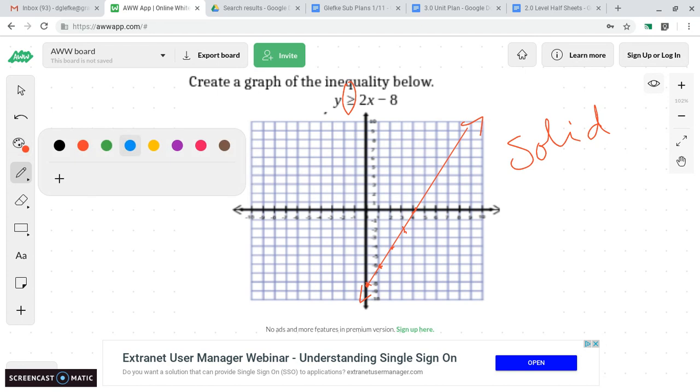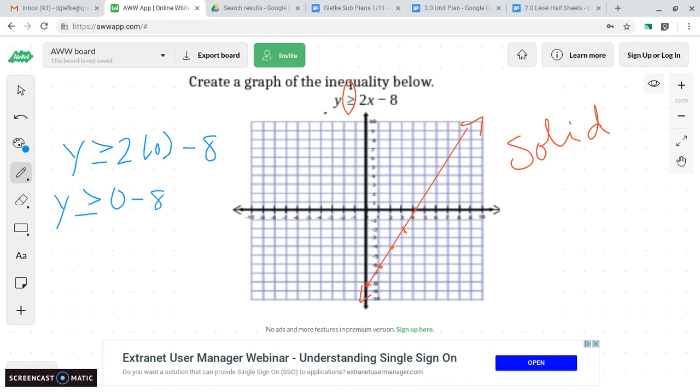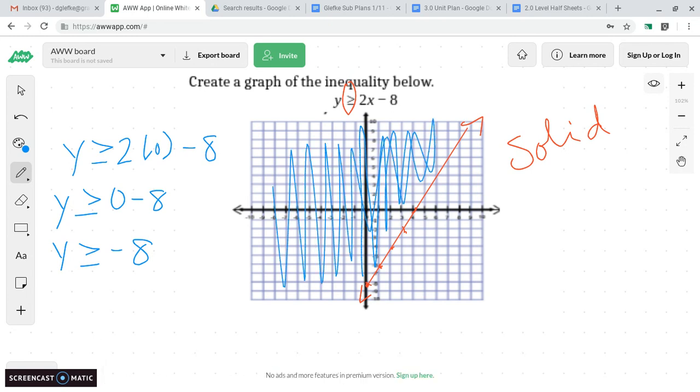So for our shading, we still plug in 0 for x. So we have y is greater than or equal to 2 times 0 minus 8. 2 times 0 is 0, so we have 0 minus 8, and 0 minus 8 is just negative 8. So we have y is greater than or equal to negative 8. So negative 8 on our y-axis is our y-intercept at the bottom. And so if we want the y values that are greater than that, we want all the values up here. And so we're going to shade this whole side of the line, so all of this.